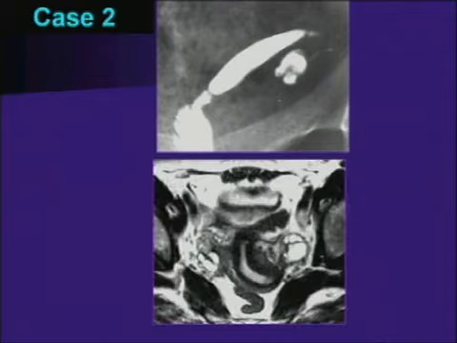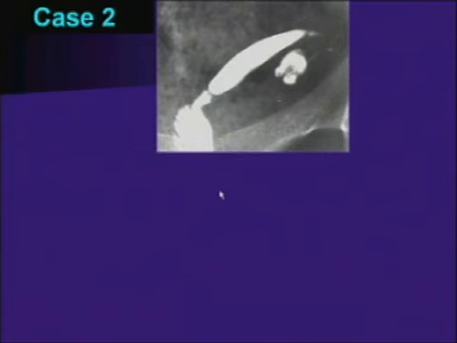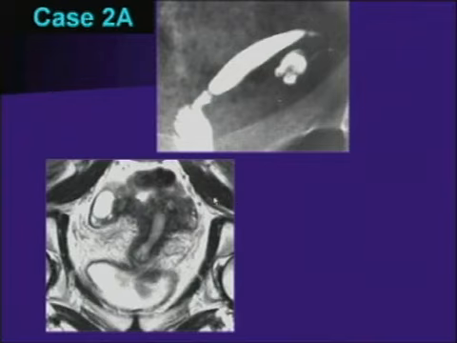Here's another case where we have a hysterosalpingogram with opacification of one uterine horn, and it has the appearance of a unicornuate uterus. On MR, we see the typical banana shape of a single uterine horn. We see the normal zonal anatomy and normal adnexa as expected. However, this is the most common type of unicornuate. Take the same hysterosalpingogram and then go to MR, and in this particular case it's slightly different.